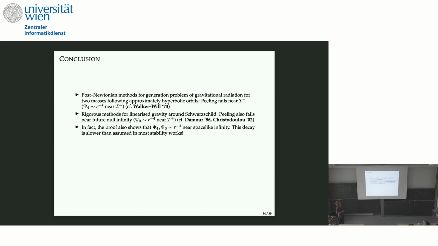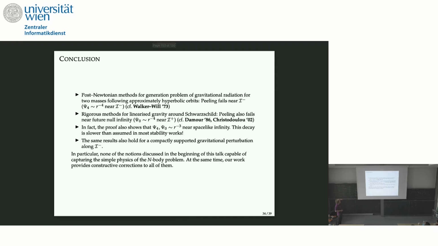And in fact, this is what I didn't mention much, but you also have very slow decay towards spacelike infinity, which is slower than, for instance, in Christodoulou-Klainerman. And I want to emphasize again, these same results also hold for a compactly supported gravitational perturbation along scri minus. You don't need to think about this heuristic picture of infalling masses. So in particular, none of the notions discussed in the beginning of this talk are capable of describing these very simple physics of the n-body problem. At the same time, our work, because it gives you the asymptotics everywhere to the order you desire, gives you constructive corrections to all of them.